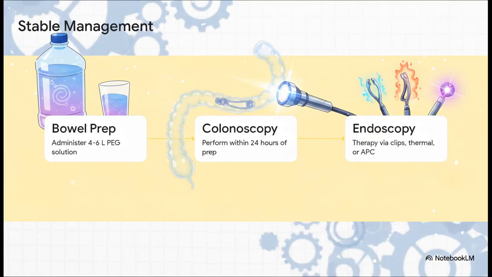For the patients who are admitted to the stable local road, here's what their journey looks like. First, they need heavy bowel preparation. We're talking 4 to 6 liters of PEG solution. Why so much? Because within 24 hours, they need a colonoscopy. And adequate prep is totally essential so the endoscopist can actually see the source of the bleeding and apply endoscopic therapy, whether they're using clips, thermocoagulation, or an epinephrine injection.